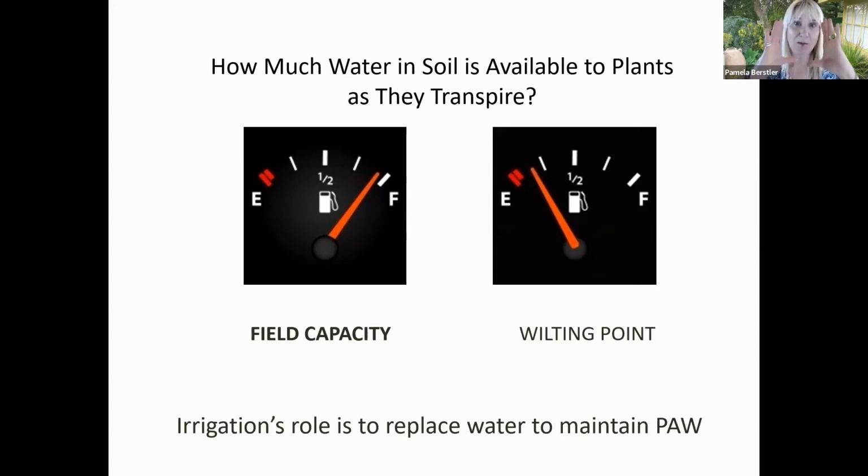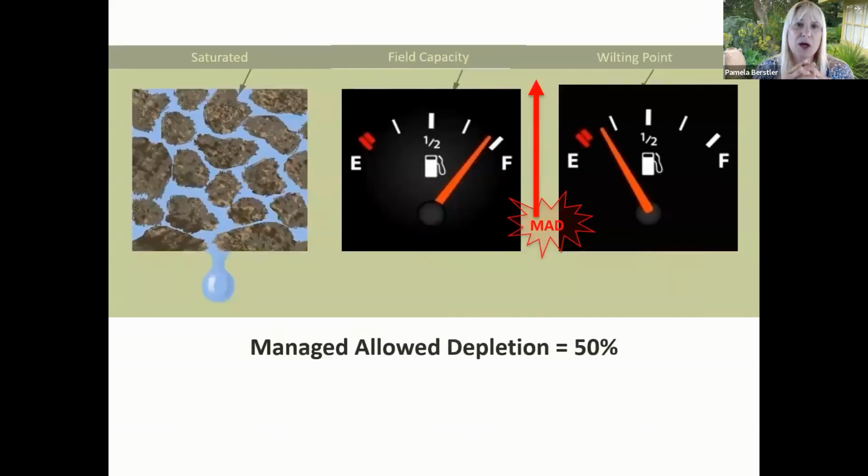Now, we figured out how big the container is and how much water is available to that plant. And now we just have to figure out the timing of when we're going to apply it and how much we're going to allow to be depleted. We call this process managing the allowable depletion. We are allowing some amount of water to be depleted from our plant available water, or from our soil moisture reservoir. And we have to determine when we are going to stop allowing that water to be depleted.